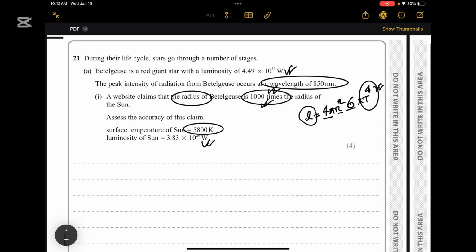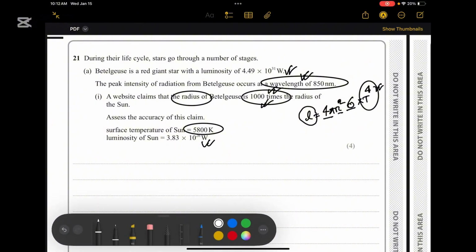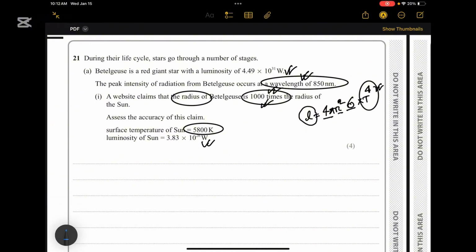We just need to figure out the temperature of Betelgeuse, and in order to find out the temperature of Betelgeuse, they have given us the wavelength of Betelgeuse. So let's use it to find out the temperature. We know lambda max T equals 2.898 into 10 to the power minus 3. Now the temperature will be 2.898 into 10 to the power minus 3 divided by the lambda max.